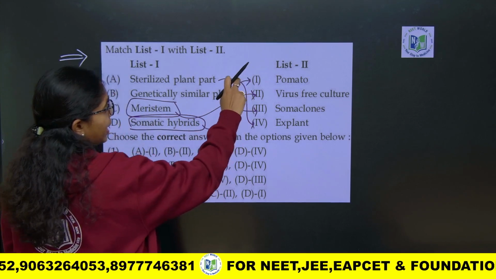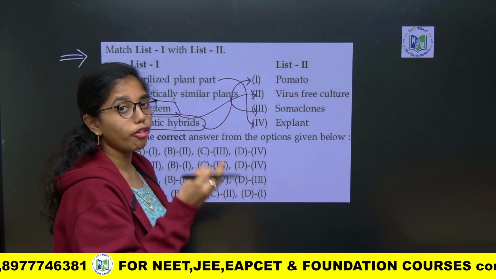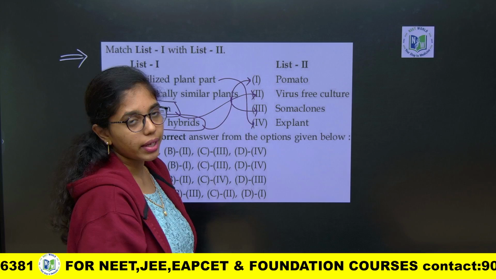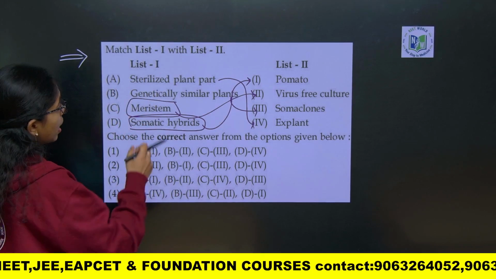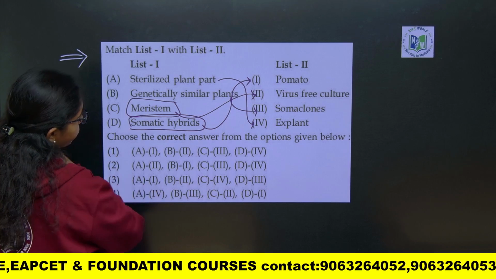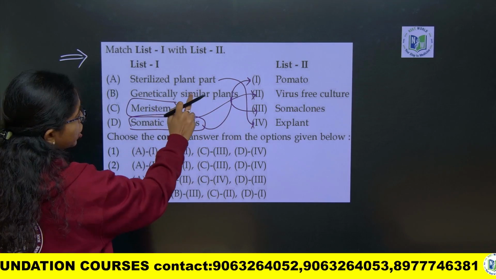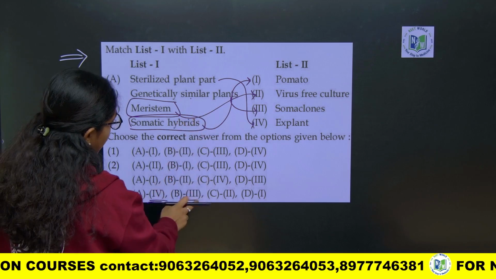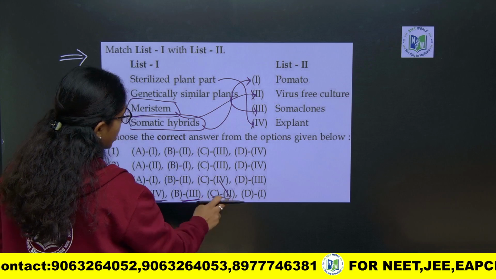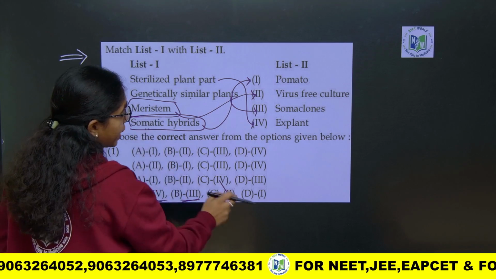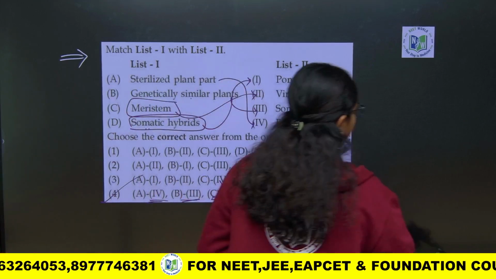The best hybrid that is given is pomato. That is a cross between somatic cells of potato and tomato, and the hybrid we will get is pomato. So here, if you look into the options, sterilized plant part, A is 4, which is explant, and genetically similar plants, that is 3, somaclones. Meristem, that is 2, virus free culture. Next D, somatic hybrids, that is pomato, option 1. So here option 4 is the correct answer.